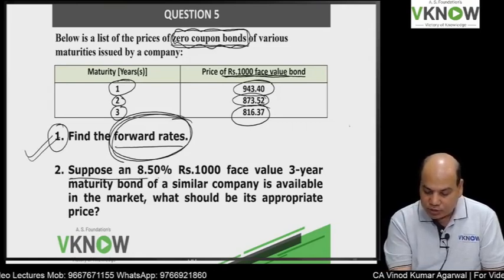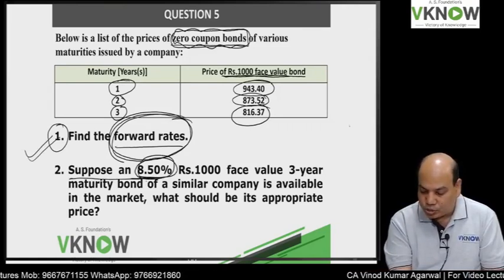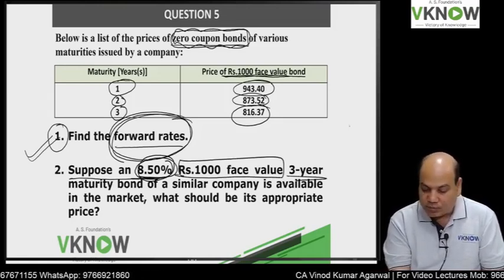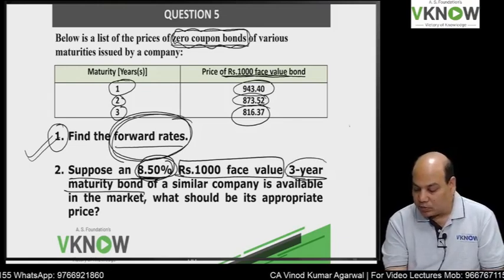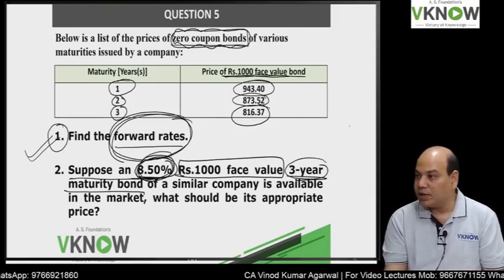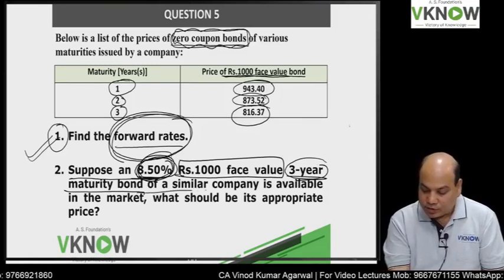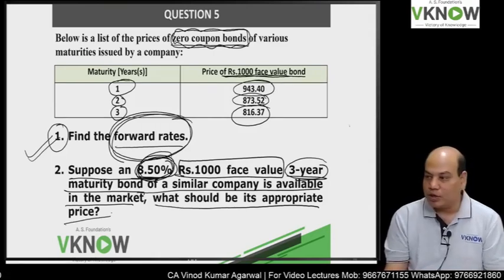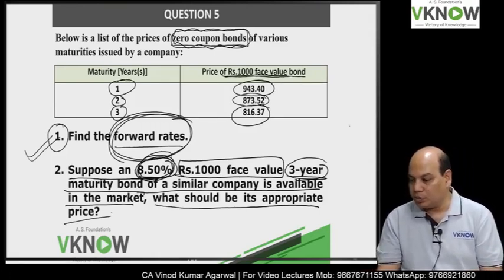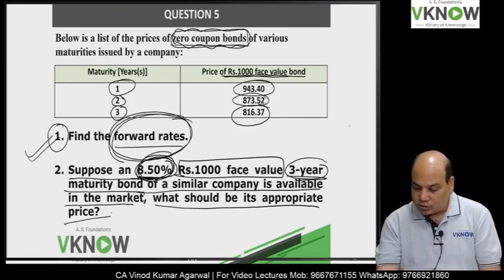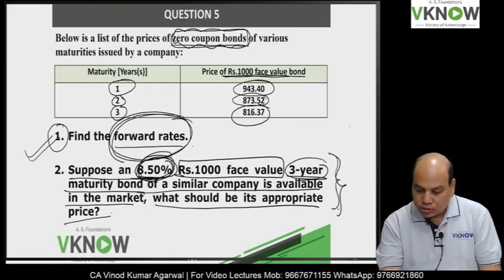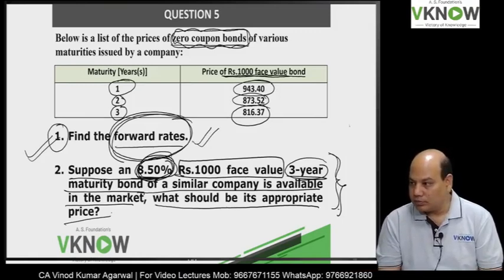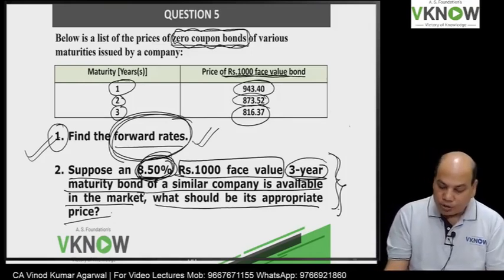Second question is, suppose an 8.5% coupon rate, rupees 1000 face value, 3-year maturity bond. So there is another bond, a coupon paying bond which pays 8.5% coupon, 3-year maturity of a similar company, available in the market. What would be the appropriate price of this bond? This answer can be found out by using the forward rates that we will calculate in step number 1.